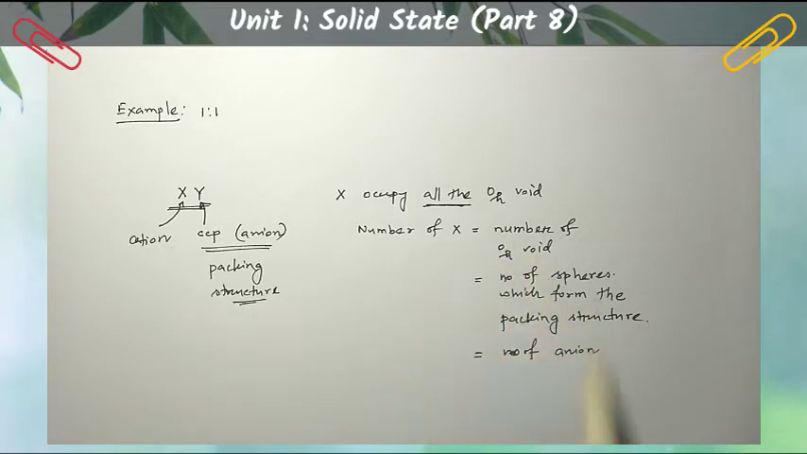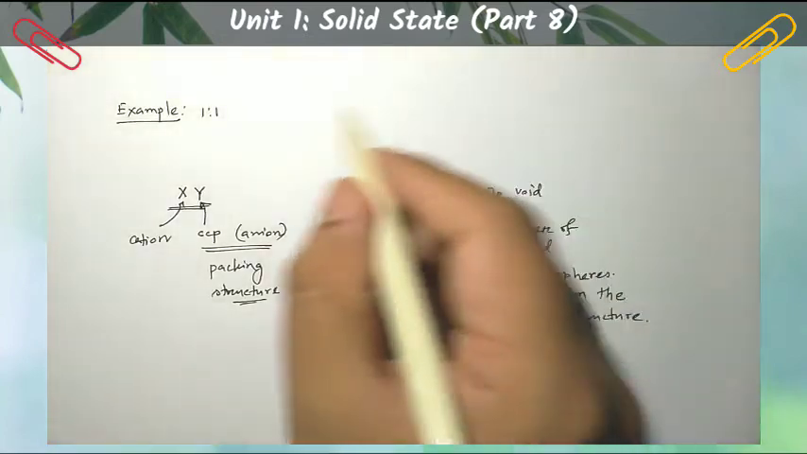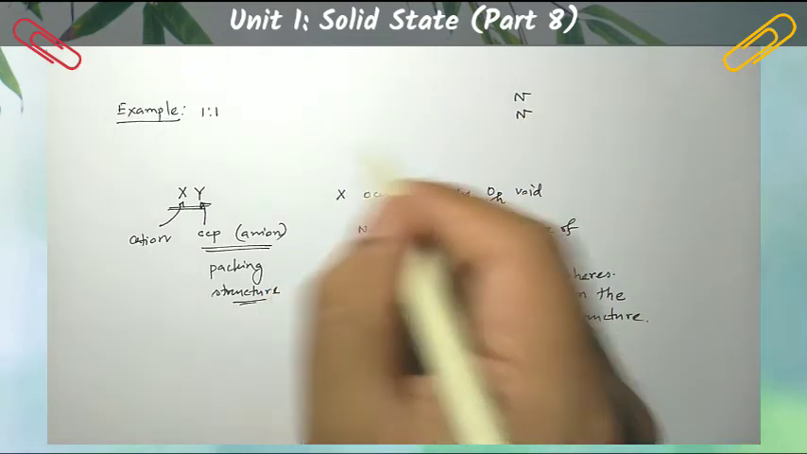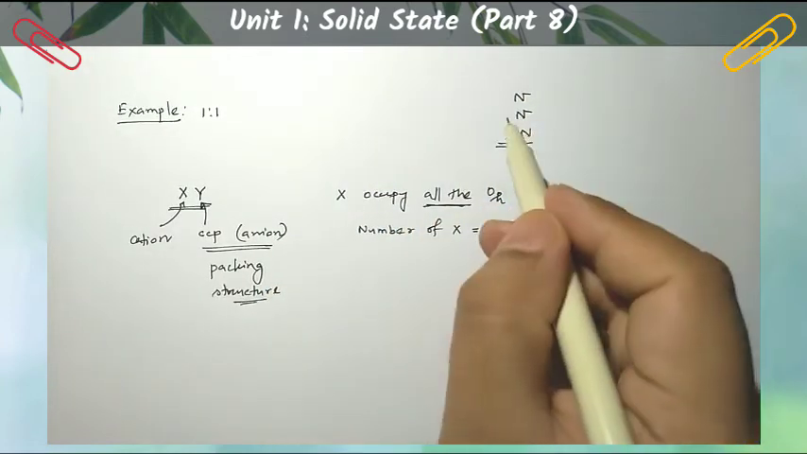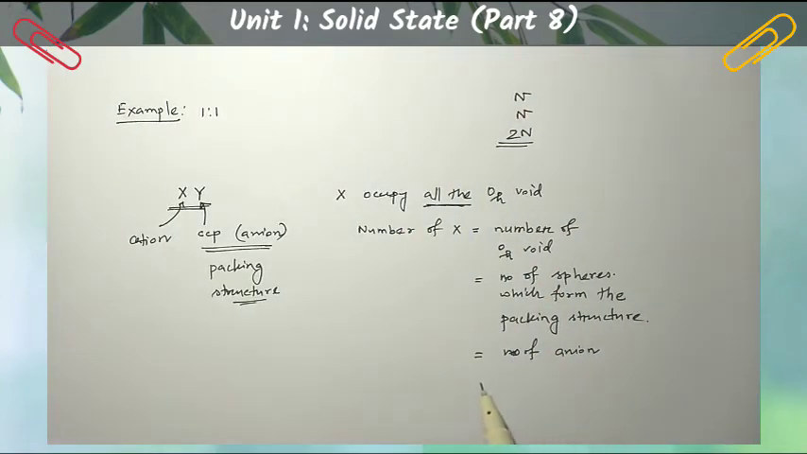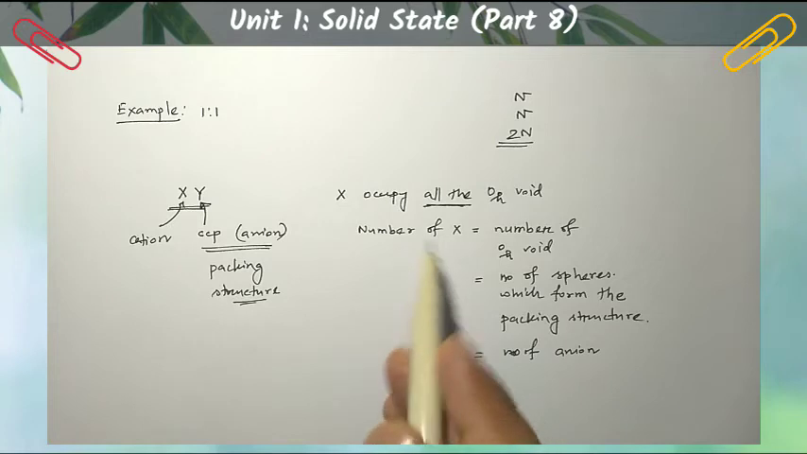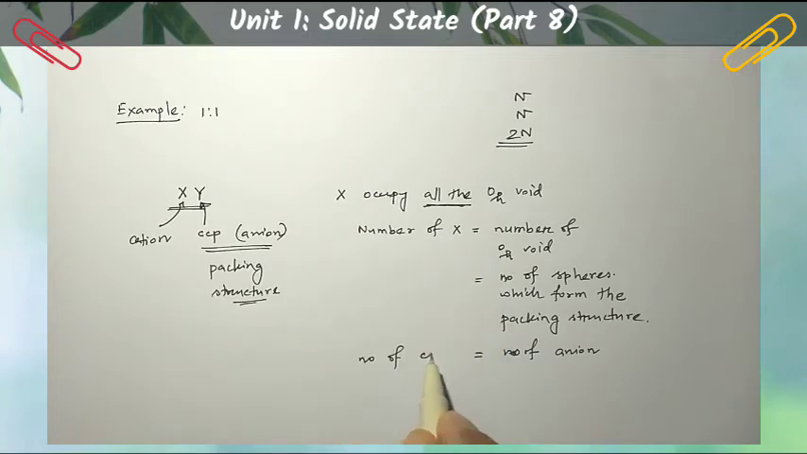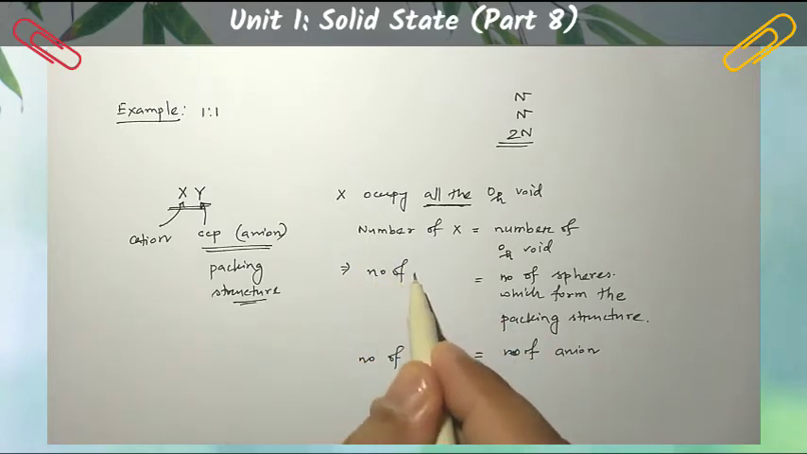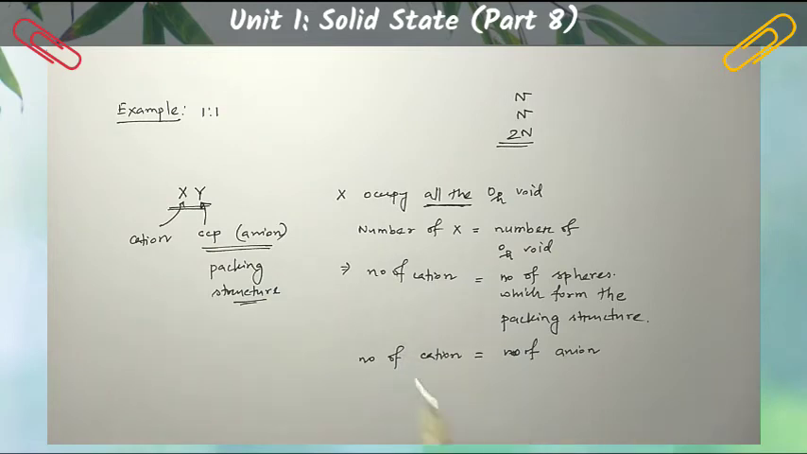Understand? So which concept is used here? This concept: if the number of spheres present is N, then the number of octahedral voids is N, and the number of tetrahedral voids is twice N. So here we use this concept only. The number of anions is equal to the number of X, which is the cation. So the number of cations is equal to the number of anions.